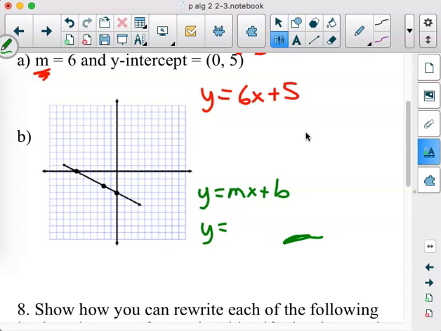B is where it crosses the y-axis. Do we know where this one crosses the y-axis? Yeah, there's a dot right there. 1, 2, it's at -3. So that's going to be -3, because the point (0, -3) was the y-intercept.